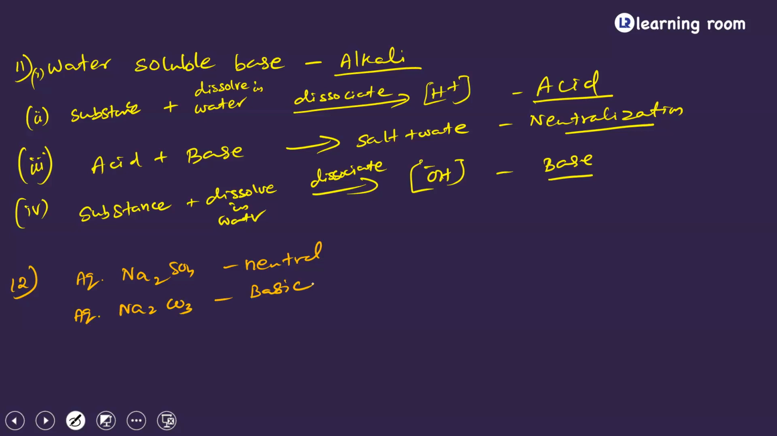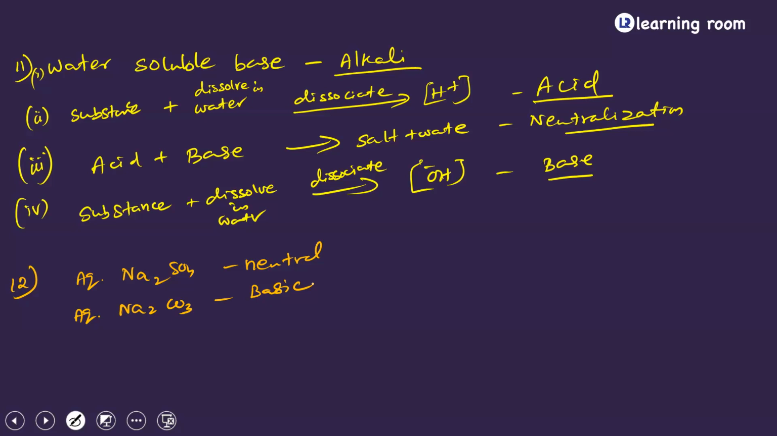Tell me. Now how do we call this salt a neutral salt, and why do we call that a basic salt? Why are we calling it like that? Sir, when sodium sulfate dissolves in water, it forms strong base and strong acid. Very good. That's why it's neutral. When sodium carbonate is dissolved in water, it forms weak acid, strong base. That's why it's basic. Very good.